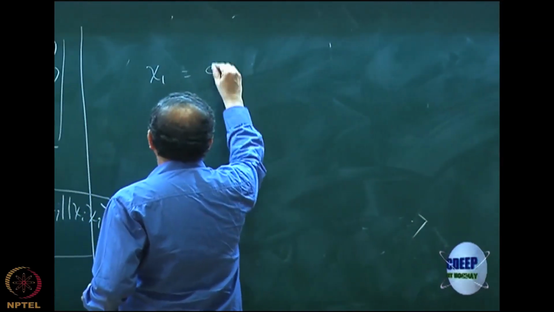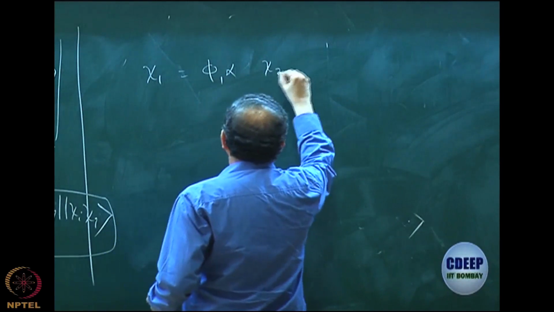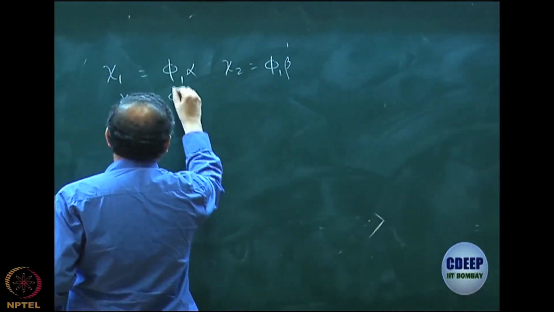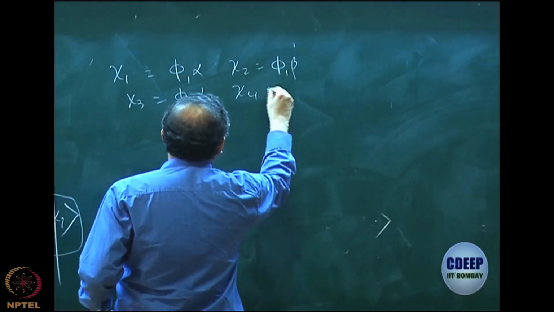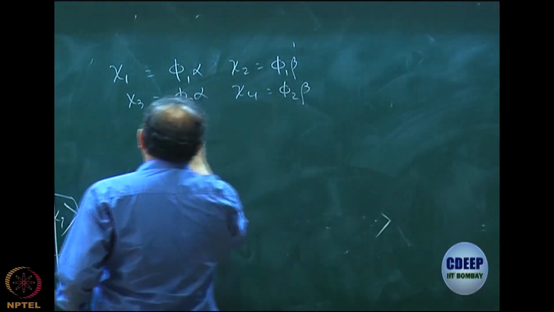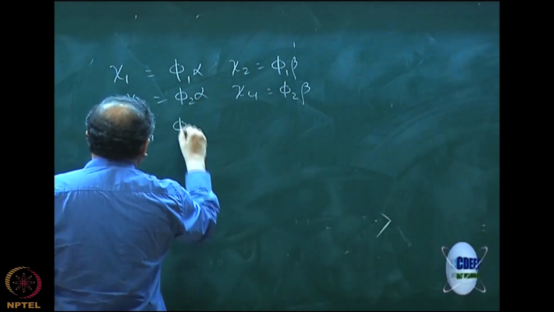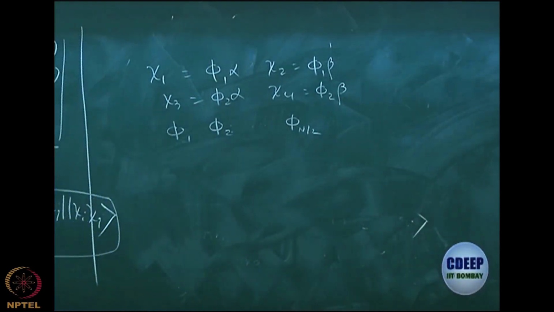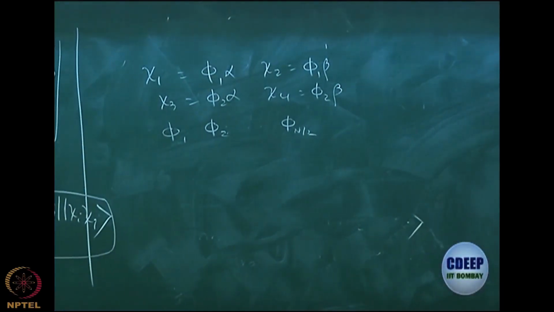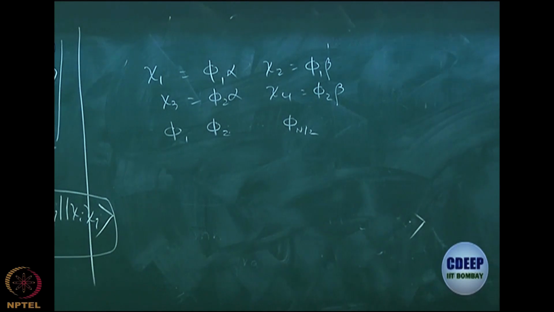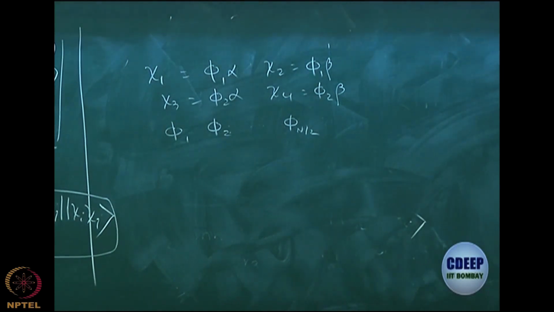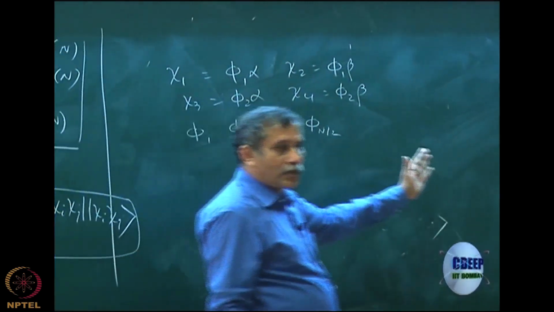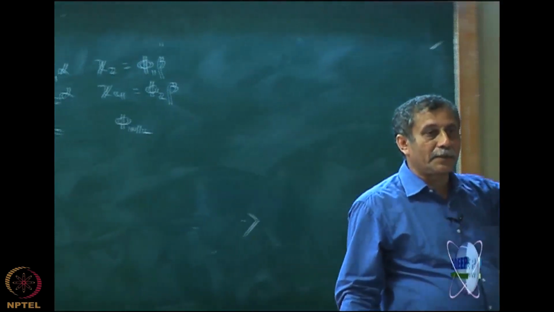So chi1 is phi 1 alpha, chi2 is phi 1 beta, and so on. Chi3 is phi 2 alpha, chi 4 is phi 2 beta, and so on. So I know phi 1, phi 2 up to phi n by 2. Is it clear? Because I require n by 2 space orbitals to form the n spin orbitals for closed shell, because all I need to do is to attach alpha or beta to each of them. So I will double the number of spin orbitals. Is it clear to everybody?